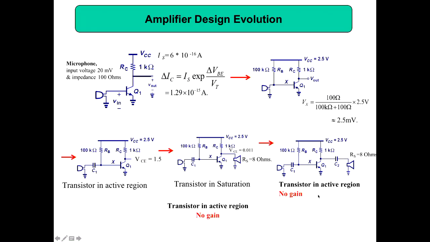Now we are going to see how to solve this issue: transistor in the active region, but no gain. So I have just shown you an overview so that you know what we are talking about.